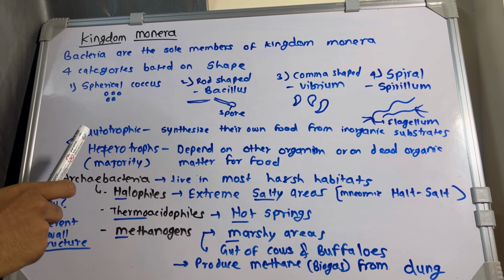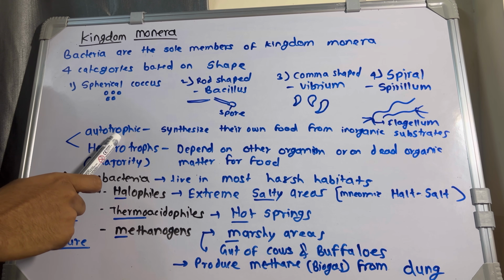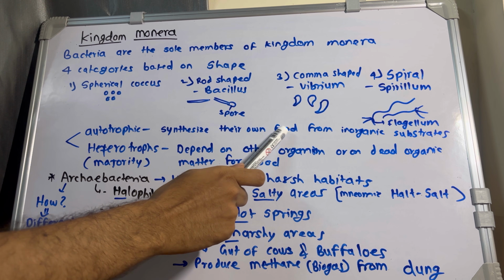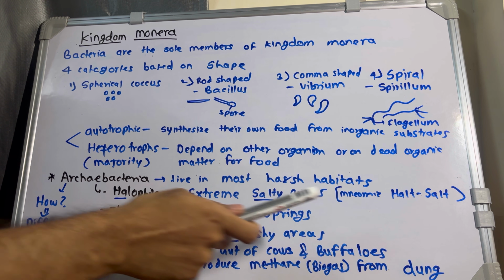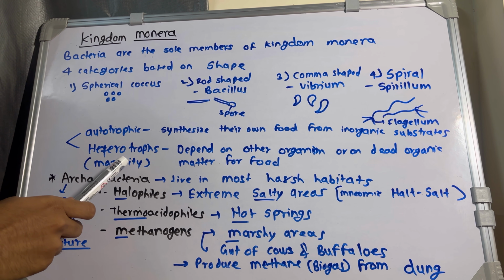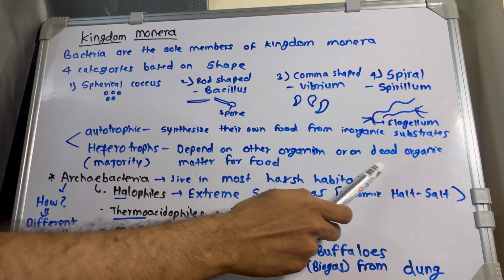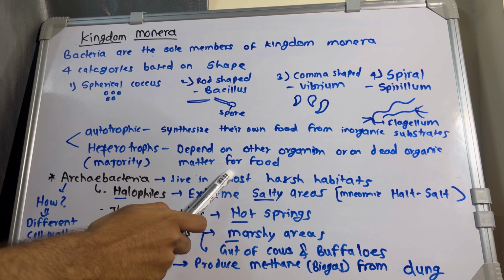Now, as earlier discussed, bacteria are autotrophic or heterotrophic. Autotrophic means they synthesize their own food from inorganic substances, but the vast majority of the bacteria are heterotrophic. That is, they depend on other organisms or on dead organic matter for the food.